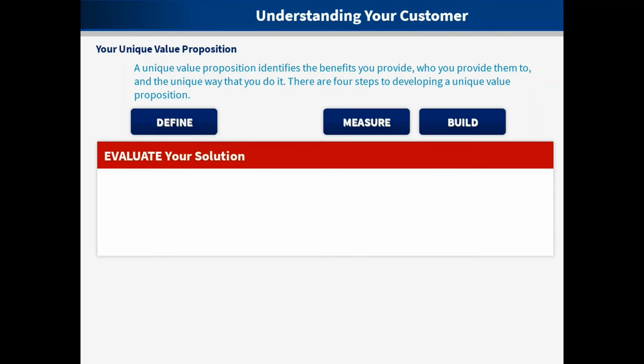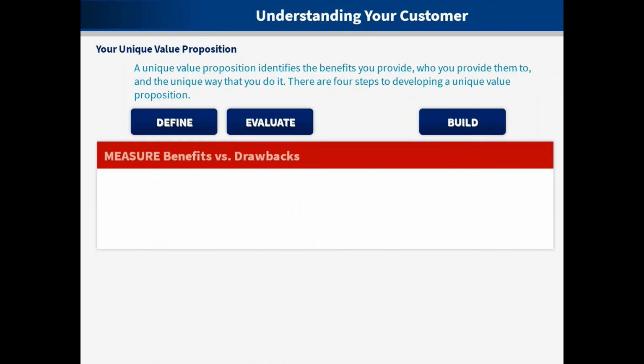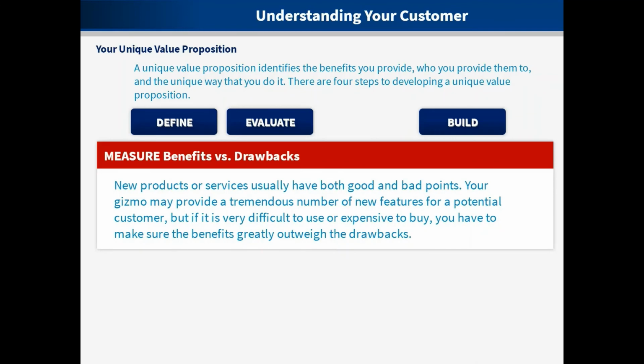Evaluate your solution. What is unique and compelling about your product or service? Does it approach the identified need differently? Can it be protected to prevent or discourage duplication by competitors? Measure benefits versus drawbacks. New products or services usually have both good and bad points. Your gizmo might provide a tremendous number of new features for a potential customer, but if it is very difficult to use or expensive to buy, you have to make sure the benefits greatly outweigh the drawbacks.